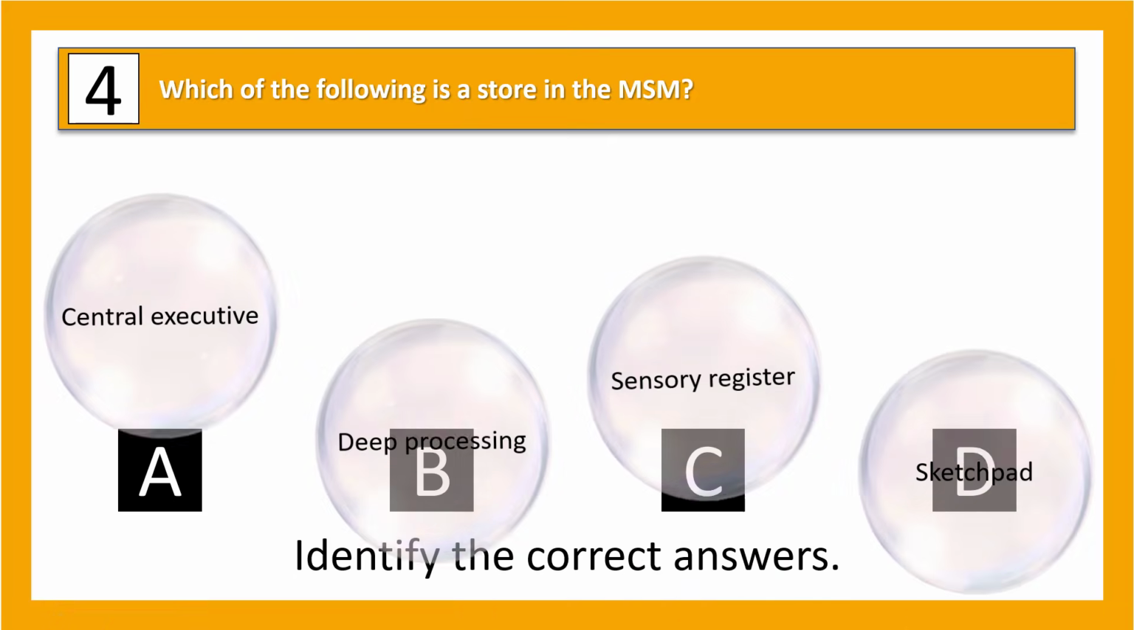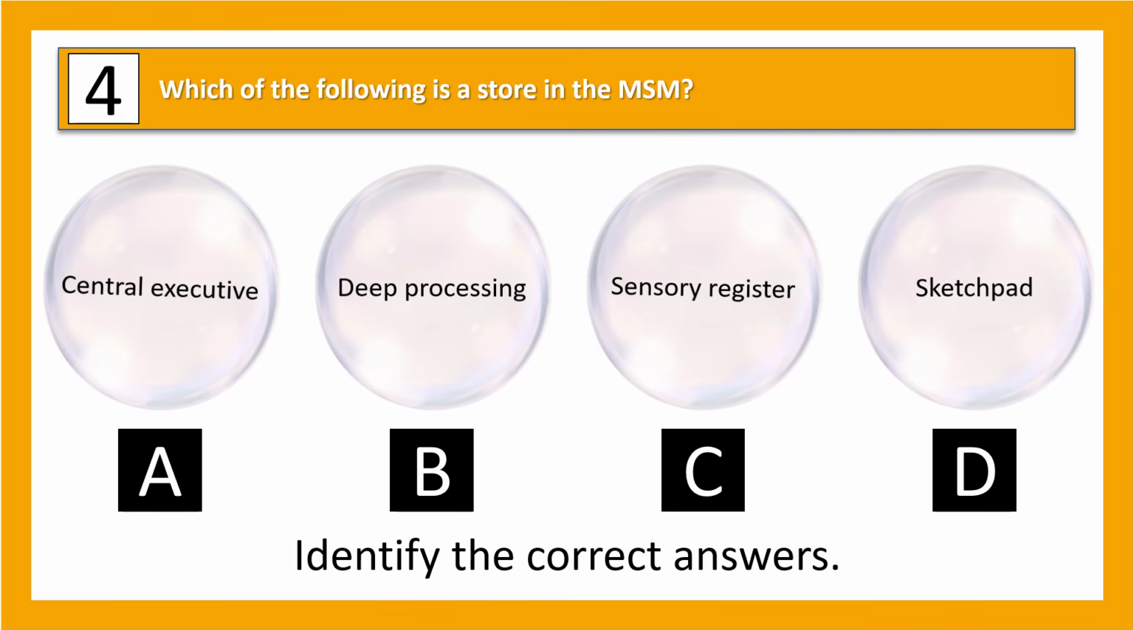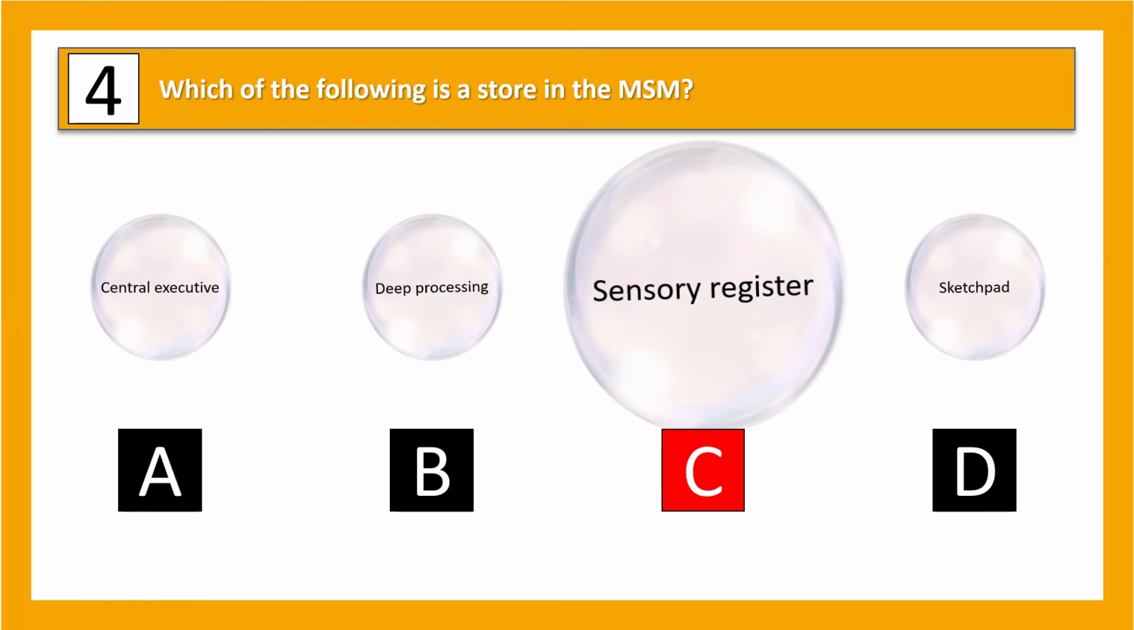And one more. Which of the following is a store in the multi-store model? So we had that diagram up before, but can you remember which of the following were on there? And I'm going to give you the answer. Only one this time, sensory register. The others are relevant for memory, but not for the multi-store model of memory. They're all to do with levels of processing or working memory model.